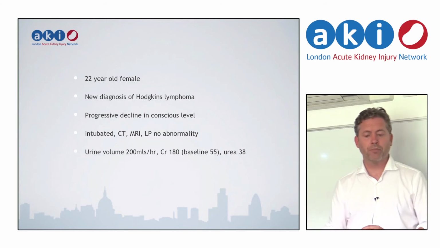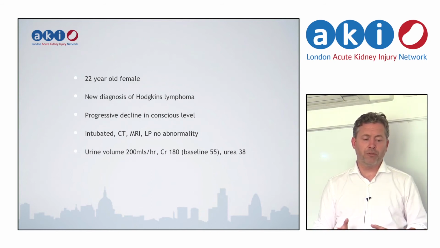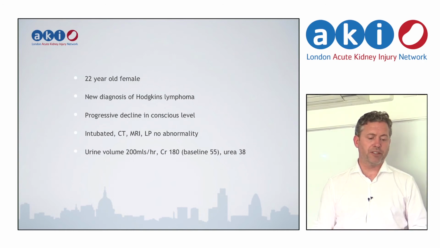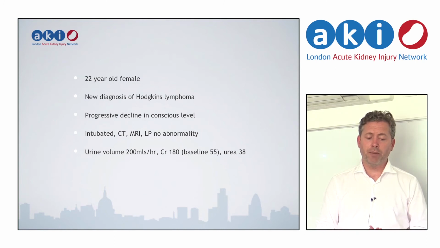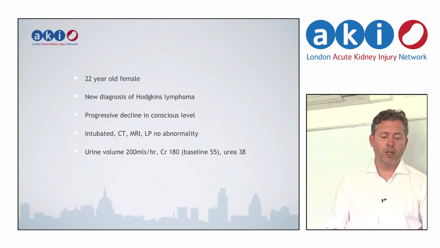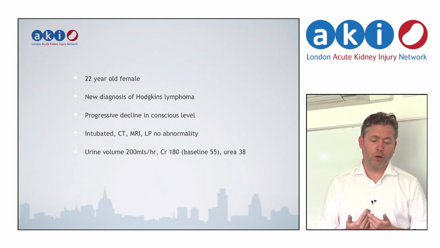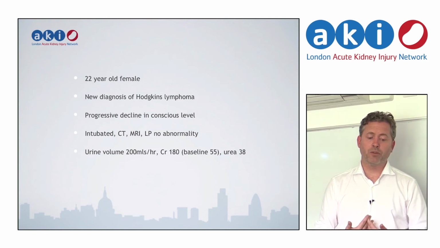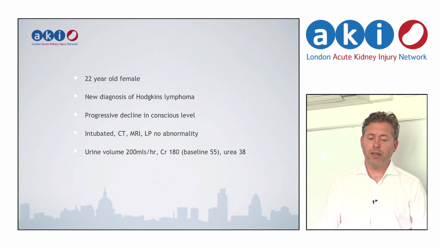Case 4. So this was a 22-year-old female with a new diagnosis of Hodgkin's lymphoma. They have a progressive decline in conscious level. They're intubated. There's a concern regarding cerebral lymphoma, so they justifiably have emergency CT, MRI and lumbar puncture. These show no abnormality. Urine volumes are maintained, in fact are somewhat high. The creatinine rises to 180 from a baseline of 55 and urea is 38. So we can see a patient with quite a low baseline serum creatinine value.